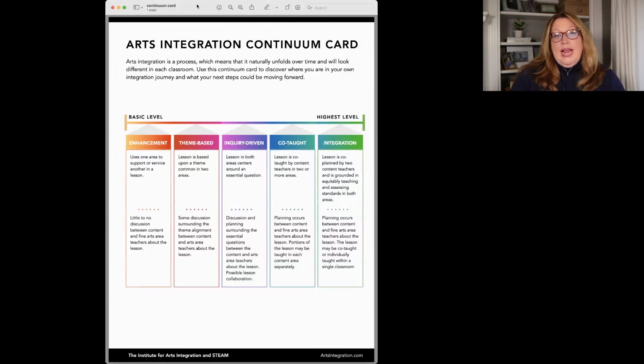If you can separate the art from your content and the lesson pretty much stays the same, you can still do the lesson without the artwork or without the music or without the dance. That's arts enhancement. But if you take out the artwork or the music or the dance and the whole lesson collapses because it really depended on that arts component in order to work, then you've got an arts integration lesson. Then you've got a blueberry muffin, right? Because it works together.